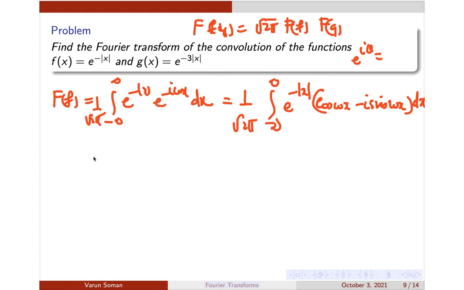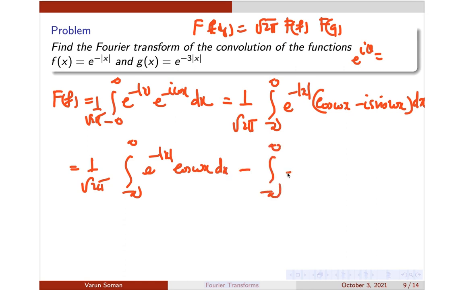So this I can write as 1 by root 2 pi into the integral from minus infinity to infinity of e raised to minus mod x into cos omega x dx, minus the integral from minus infinity to infinity of e raised to minus mod x into i sin omega x dx, where the 1 by root 2 pi is outside.